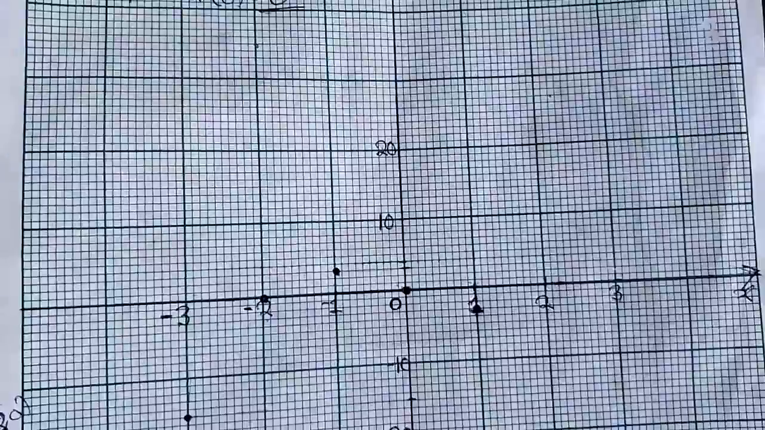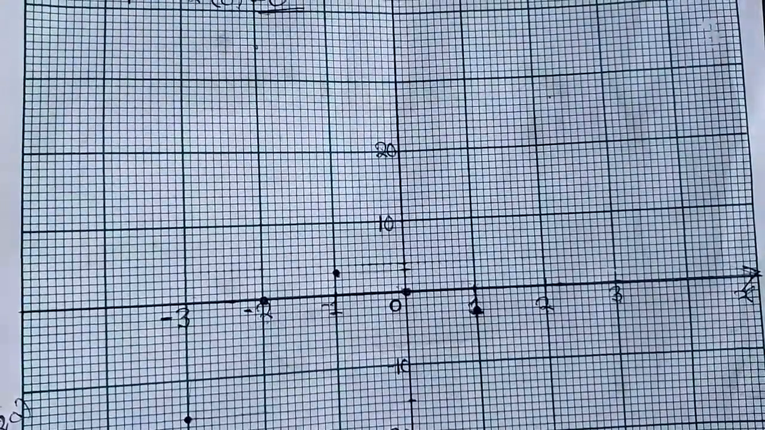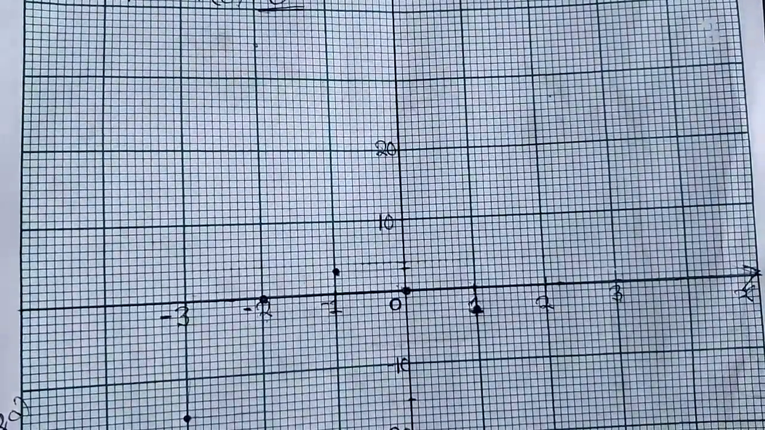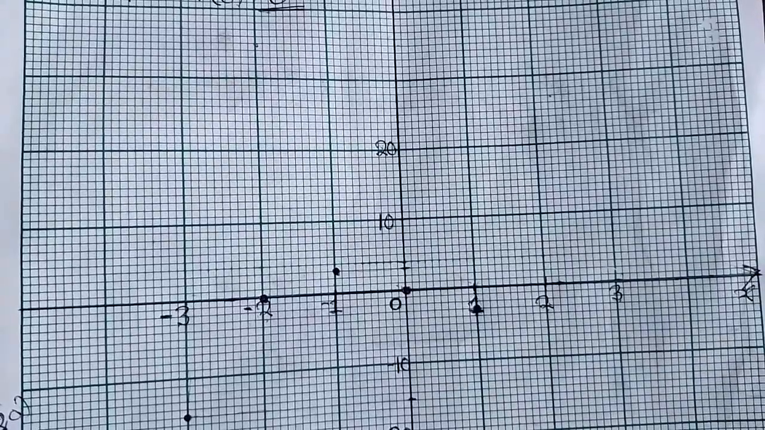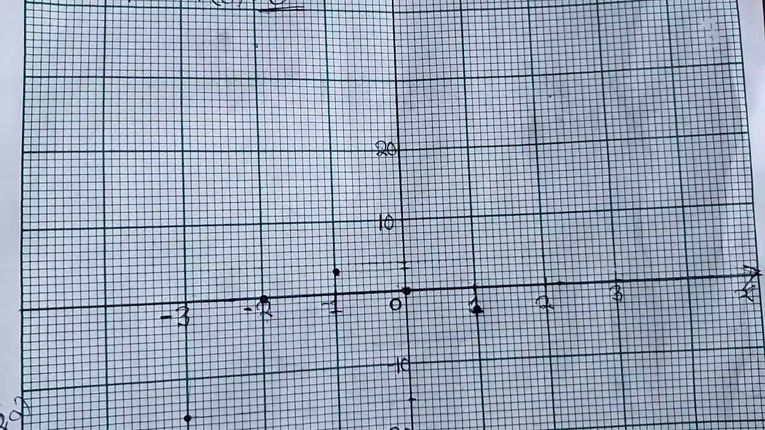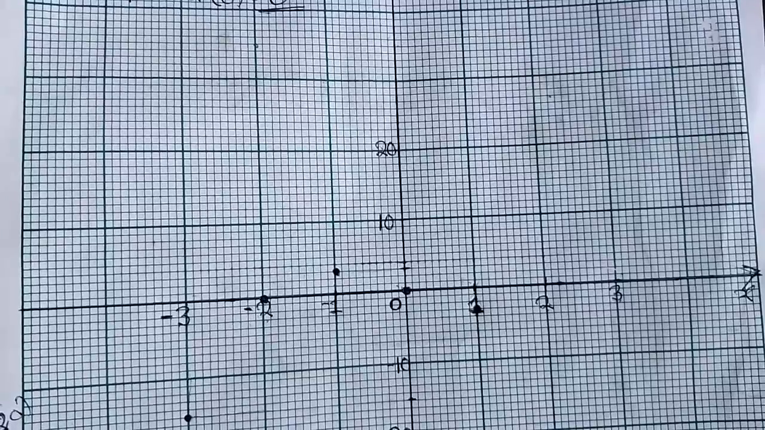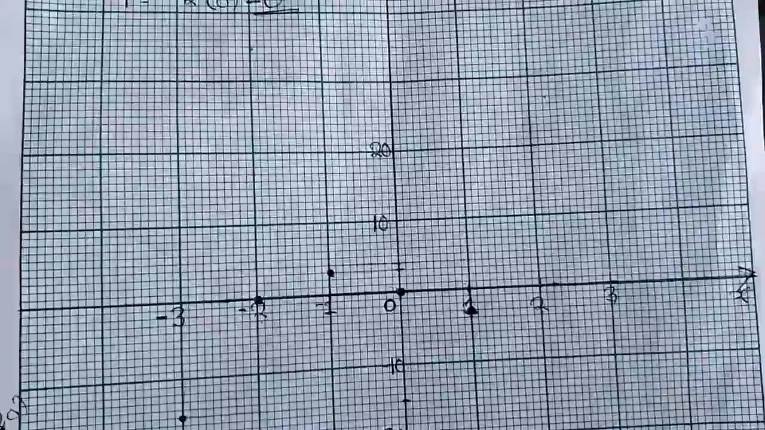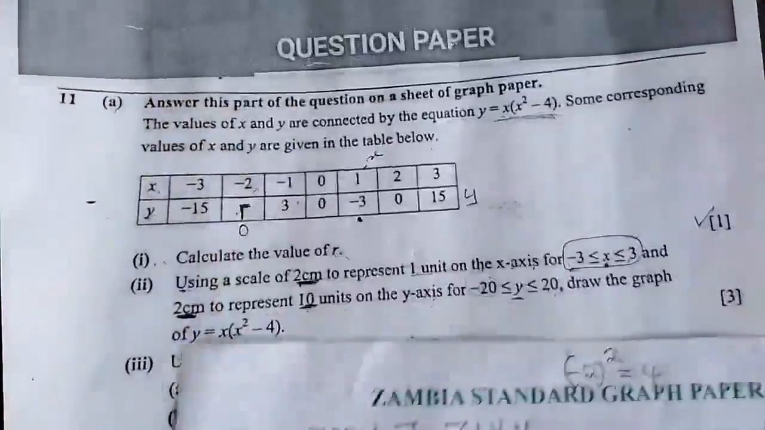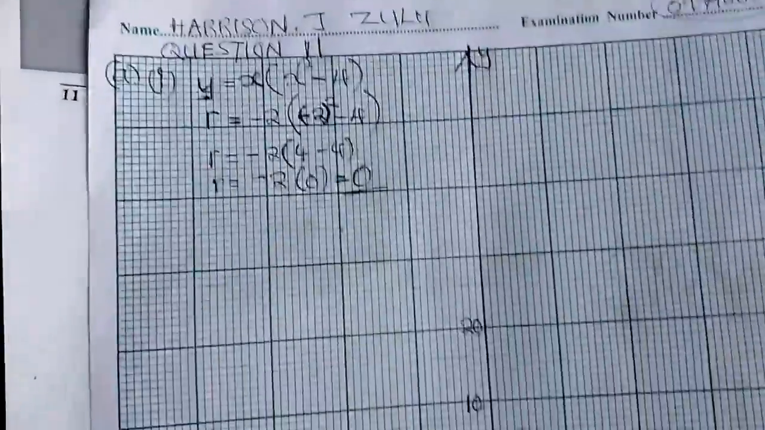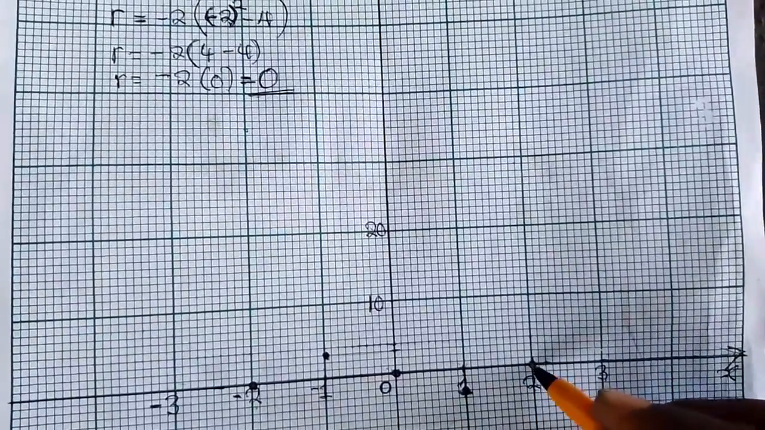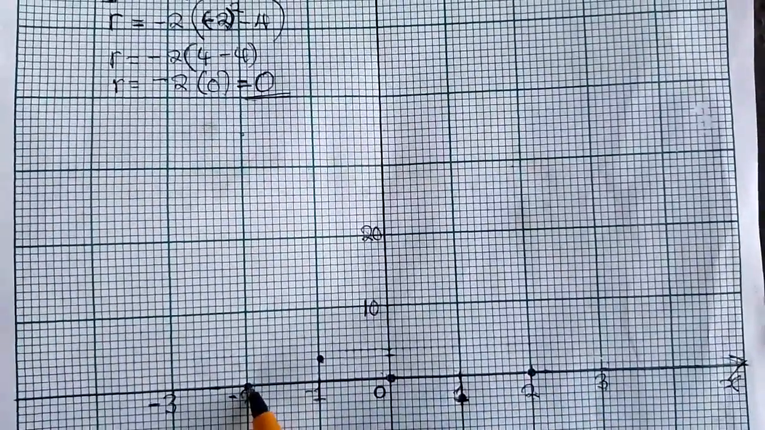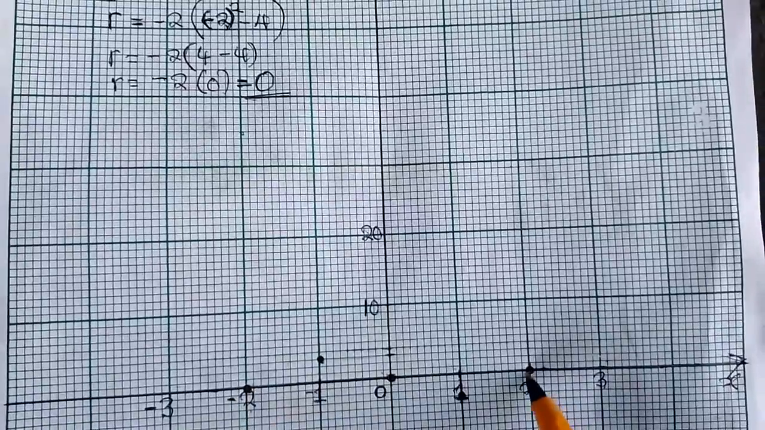So if you made some mistakes, make sure you correct those mistakes. This is how you needed to answer it. This is the proper way of answering that question. We understand this. Then I move to the other one: 2, 0. I just explained that negative 2, 0 was here, and 2, 0 is here.